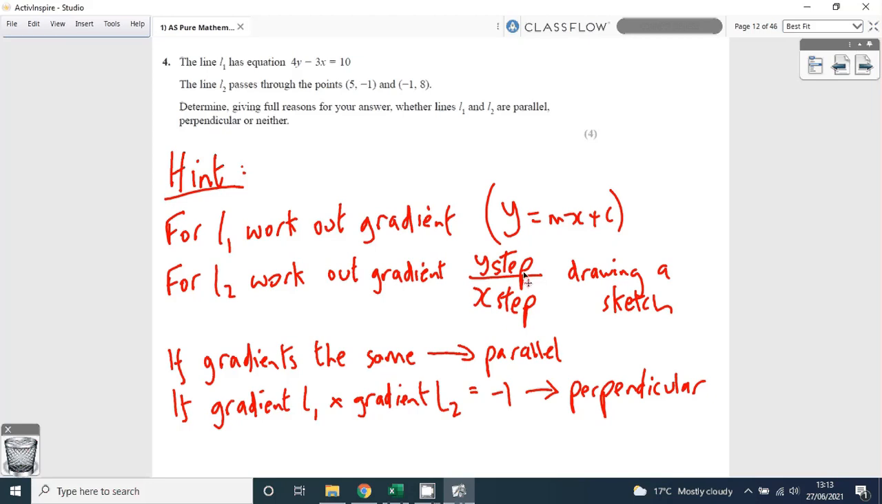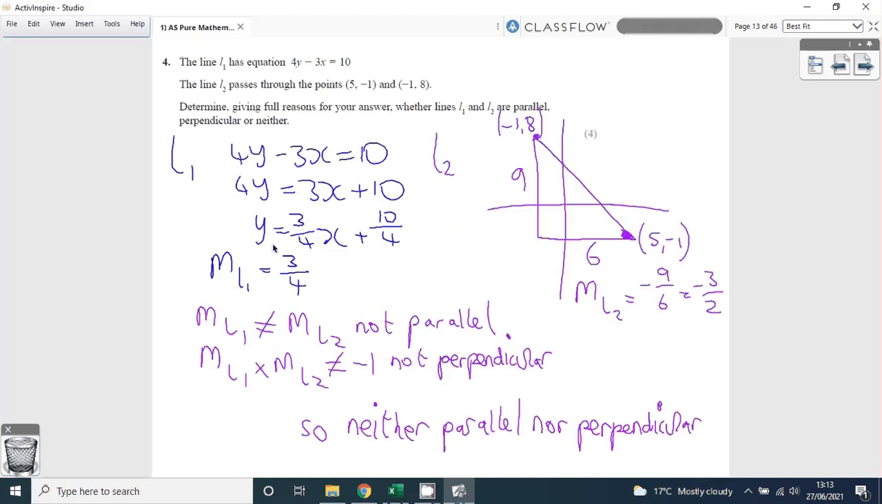Now, once you've worked out these two gradients, if they are the same gradient, the lines are parallel. If when you multiply one gradient by the other, you get minus 1, they are perpendicular. Otherwise, they are neither. Question 4, here's the solution. So, focusing on L1 first of all. So let's add 3x to both sides, then divide by 4. We get y equaling 3/4 x plus 10 over 4. So the gradient of line L1 is 3 over 4.